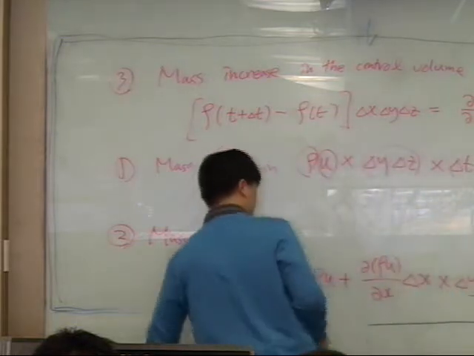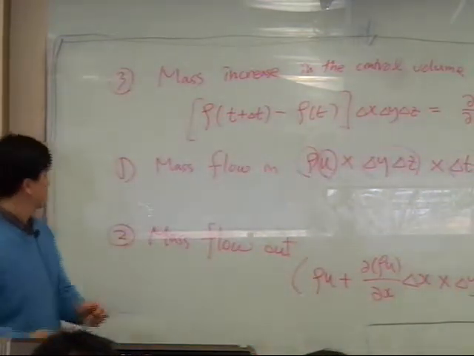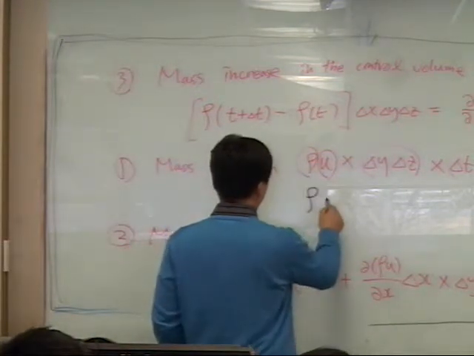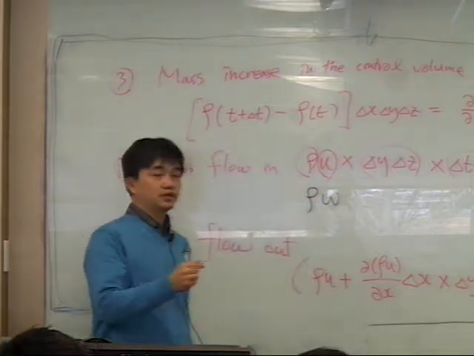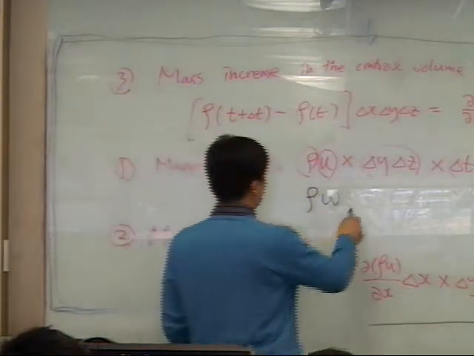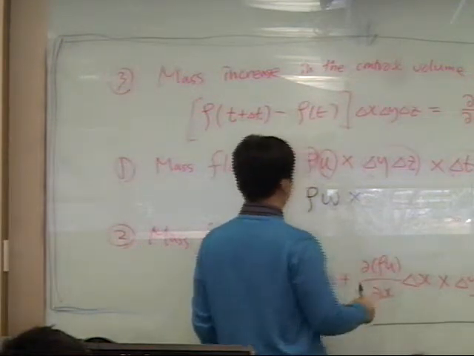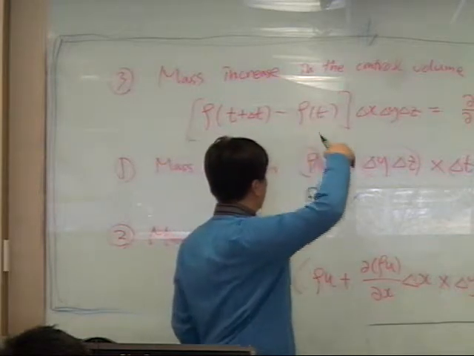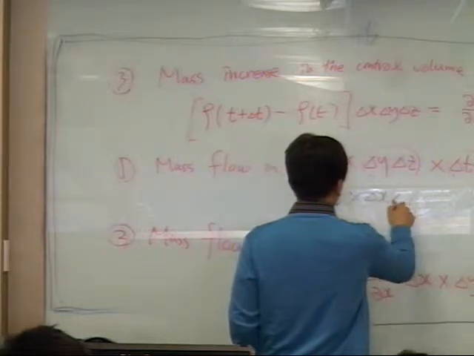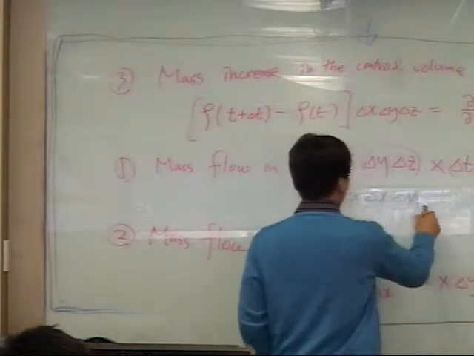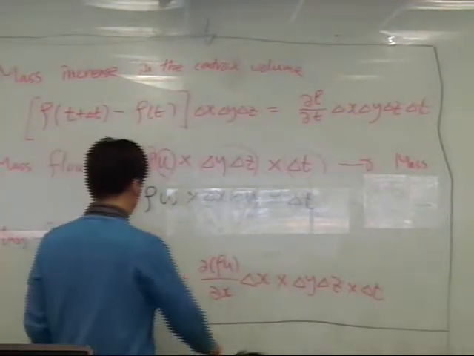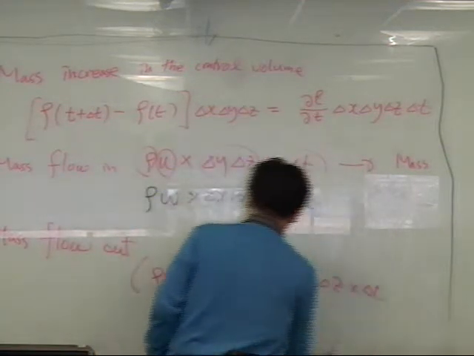Then that equation, so mass flow in the z direction will be rho w. u is the velocity in the x direction, w is the velocity in the z direction. Multiply. So we have the velocity in the z direction, delta x, delta y, multiply delta t. Okay? That's going to be the mass flow in the z direction.